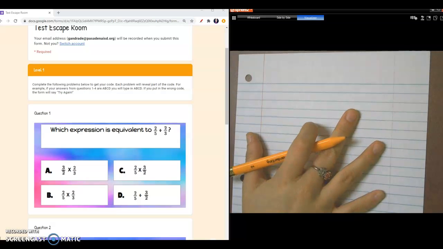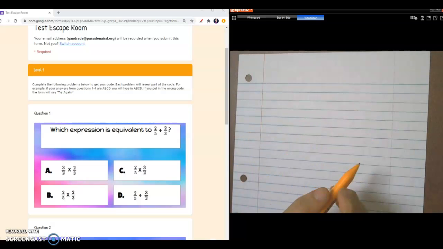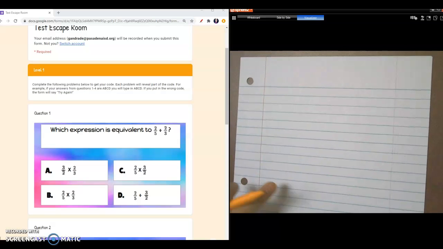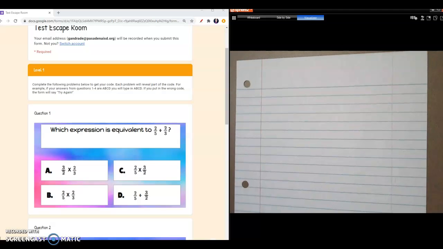Alright, so I'm going to go ahead and go over the escape room. Make sure you're paying attention so that you know what you need to do tomorrow on your test. Remember, these questions are the exact same ones from your test. Alright, question number 1 says, which expression is equivalent to 2/5 divided by 2/3?